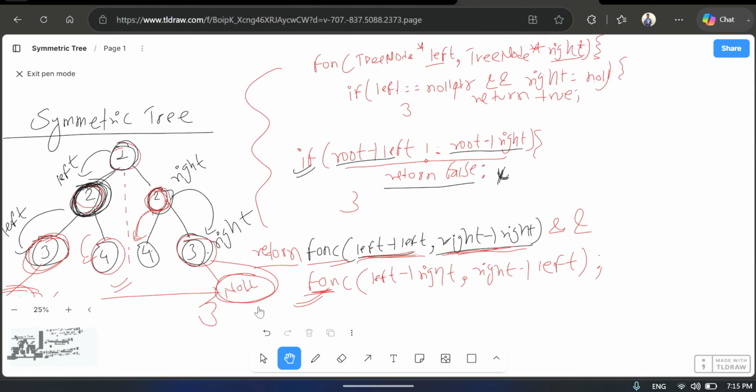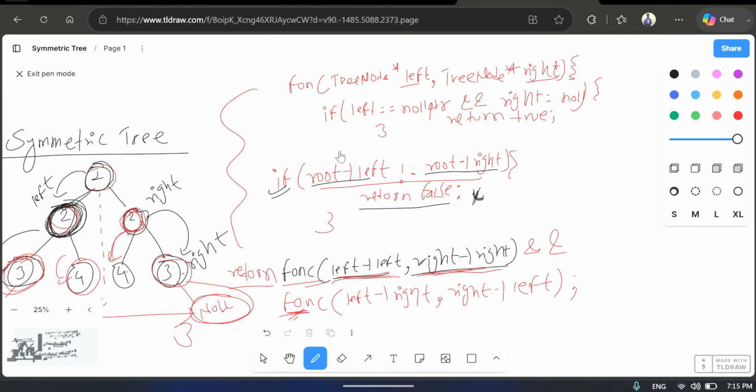So that can be written as this: if at any point your left is equal to null or your right is equal to null, if either of those conditions is satisfied, then you will simply return false from your function. Why is that so?